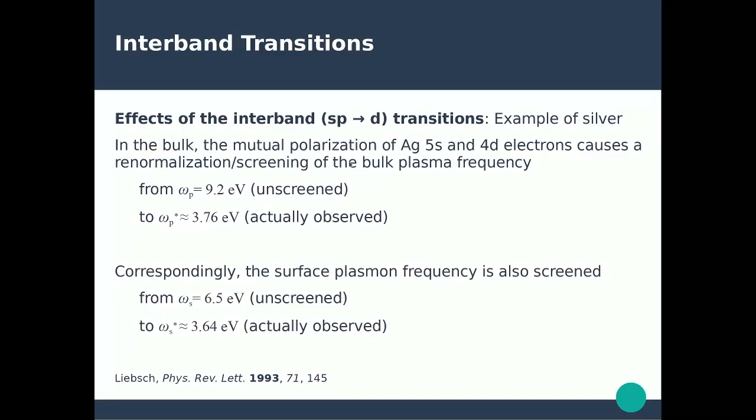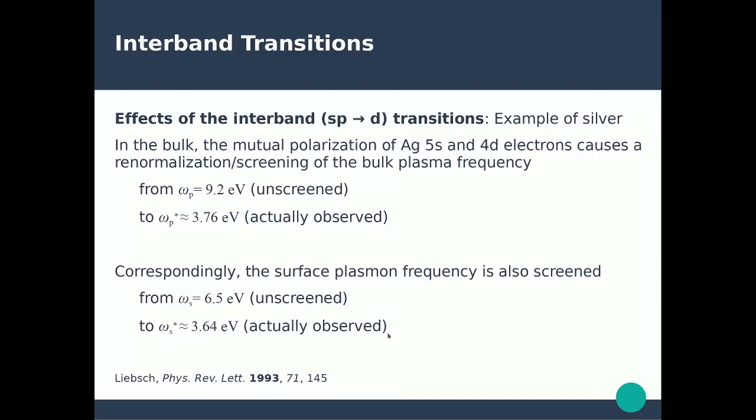Correspondingly, we're going to discuss later the surface plasmon frequencies. The surface plasmon frequency is just the bulk plasma frequency divided by the square root of 2. So this is also affected, we also have a screening of this frequency. The actual unscreened frequency for the free electron gas is about 6.5 electron volt for silver, and what is actually observed is 3.64 electron volt. So this is something which is observed experimentally for silver.